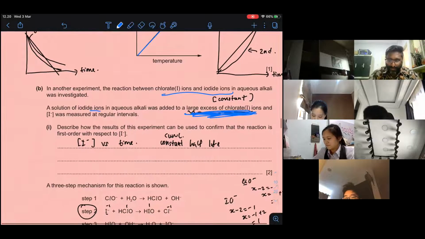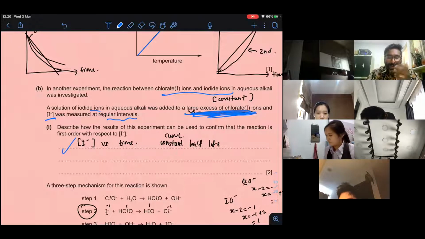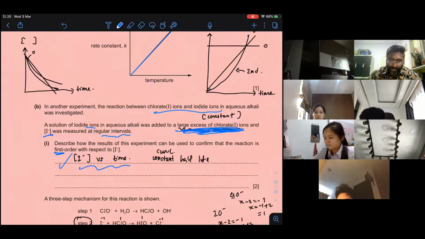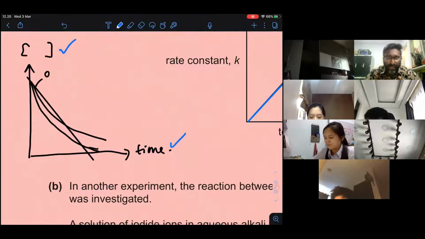So they are mentioning this one is constant. And I minus was measured at regular intervals. So now we want to measure the concentration of iodide versus time at regular intervals, and you plot a graph. Describe how the results can be used. So you get a graph of concentration of I minus versus time. Once you get that graph, they say to confirm it is first order. If you want to confirm something from concentration versus time, there are three types of graph.